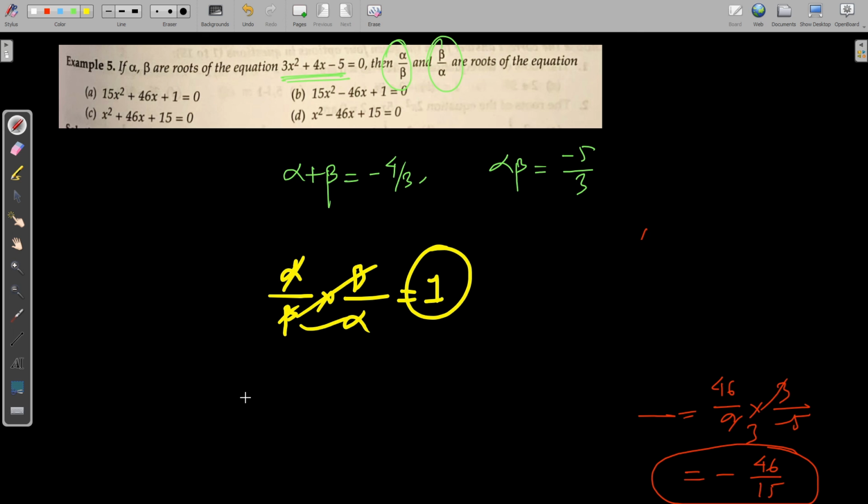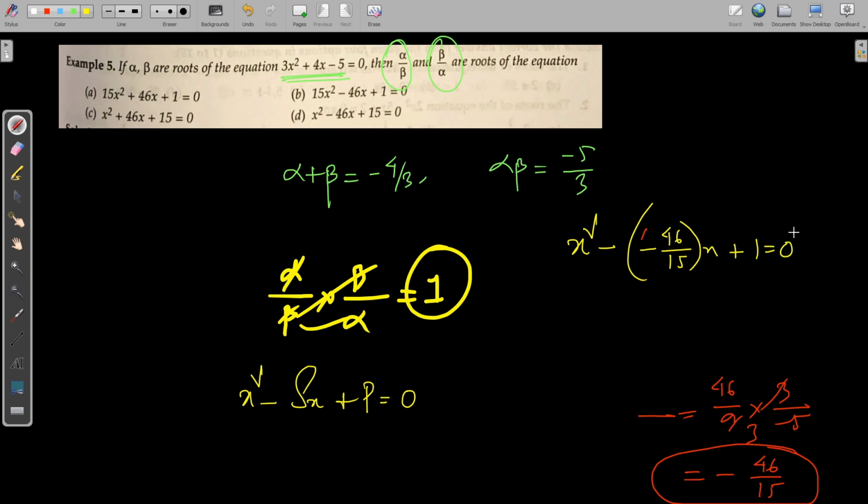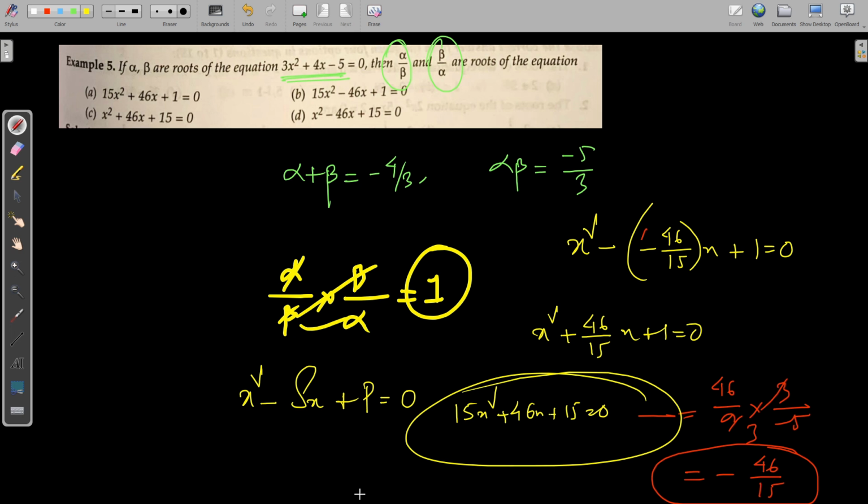So we know how to write the equation. It is x square minus sx, where s is the sum of the roots, plus p, the product of the roots, equals 0. So x square, what is the sum of the roots? It's minus 46 by 15 into x, and the product of the roots is 1. So minus minus will become plus. It will be x square plus 46 divided by 15 x plus 1 equals 0. If I multiply by 15 everywhere, it will become 15x square plus 46x plus 15 equals 0. So which option is the correct answer? 15x square plus 46x plus 15.